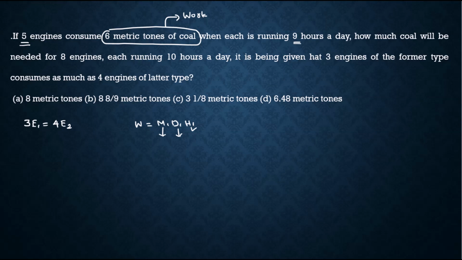Instead of men, here we have engines. So what can we write? 6 equals 5 engines of the first type, 5E1, into 9. Hope it's clear.